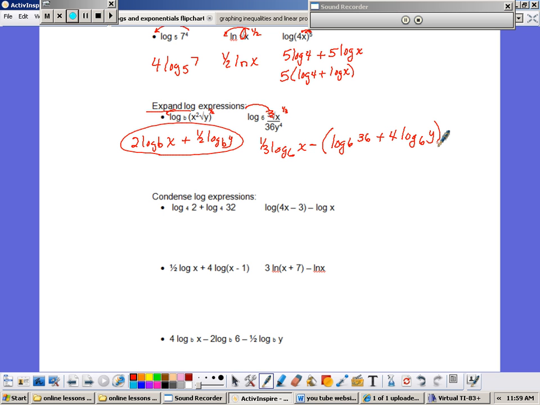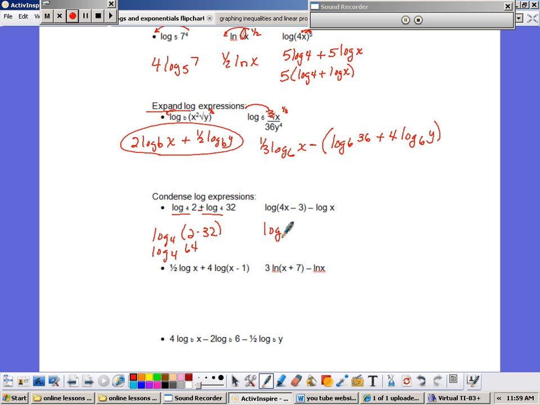Let's go the other way, let's compress. They both have log base 4, so the log base 4 comes out. They're being added, so it means multiply. 2 times 32. And if you want to go as far as log base 4 of 64, that's fine.